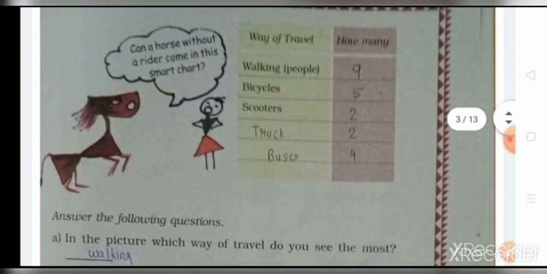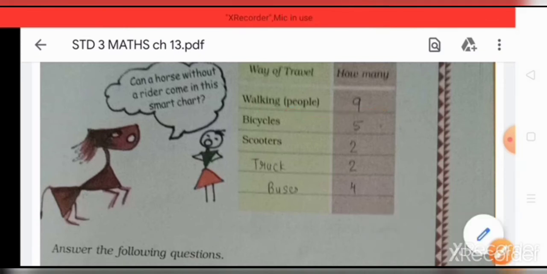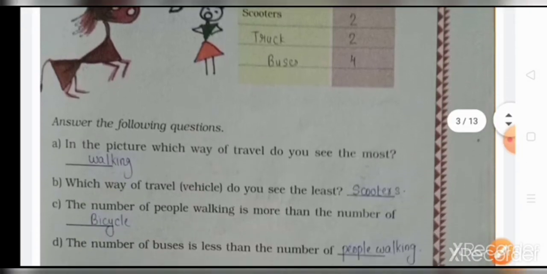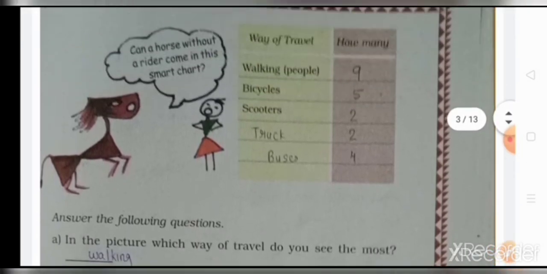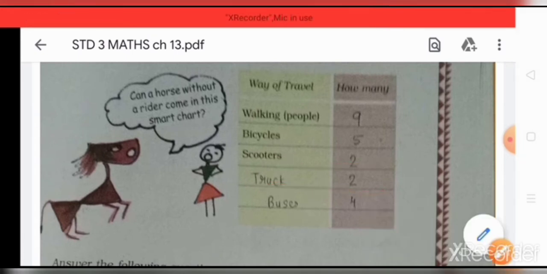And answer the following questions. In the picture, which way of travel do you see the most? Look at the picture. Which is more here? Walking people is more here. Which way of travel do you see the least? Which is less in number here? Scooters and trucks are less in number.